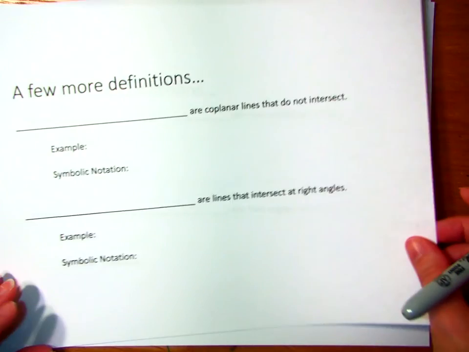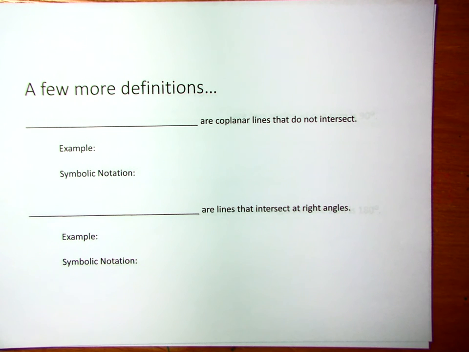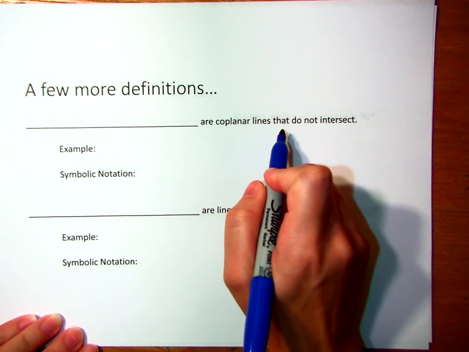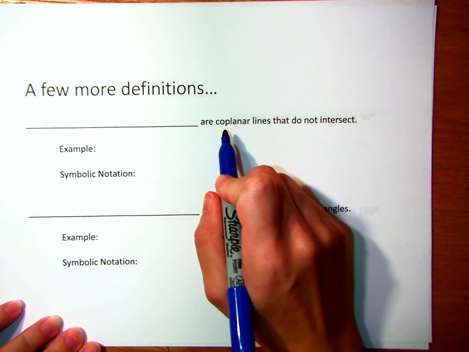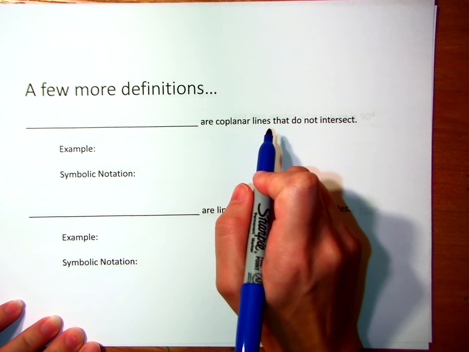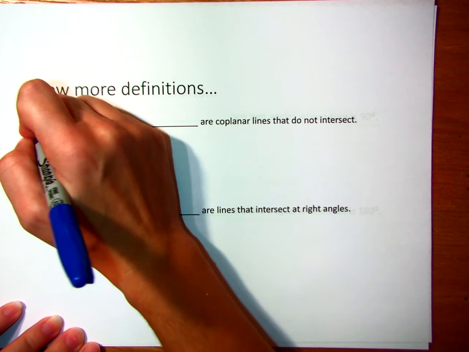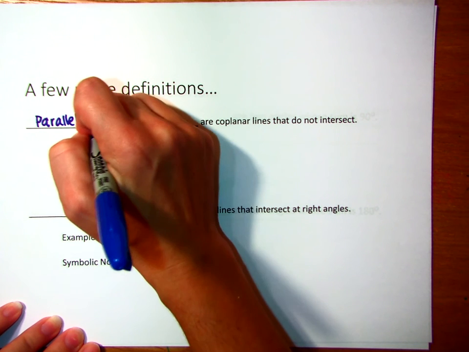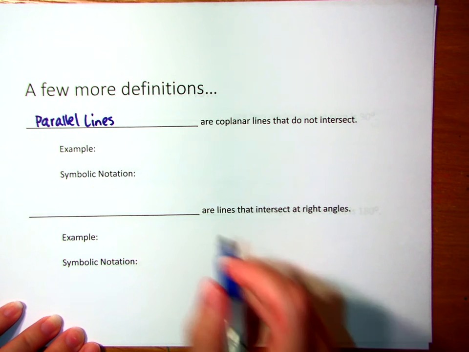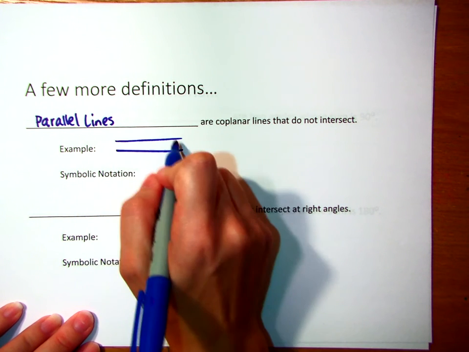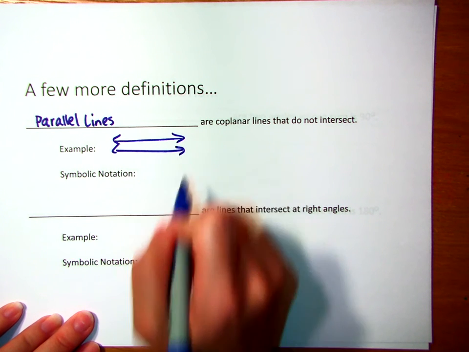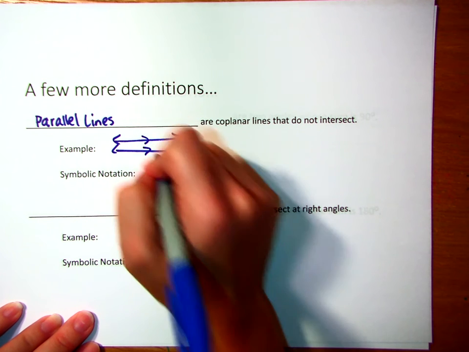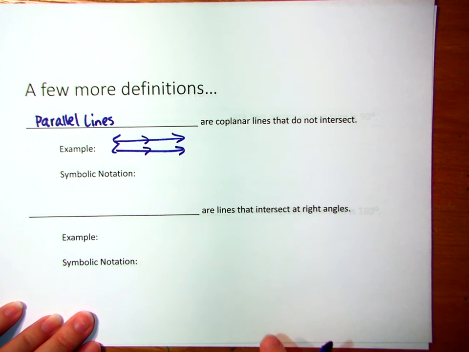So we started with definitions in our class, and we are now going to add to those definitions some more geometry terms. When you have two coplanar lines that do not intersect, coplanar meaning lying in the same plane, we call those parallel lines. An example would be two lines like this. Typically you recognize them because they have little arrows in the center of them, meaning that they are parallel.